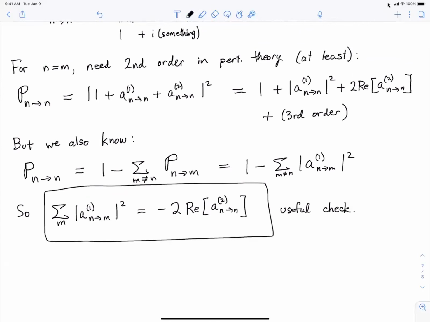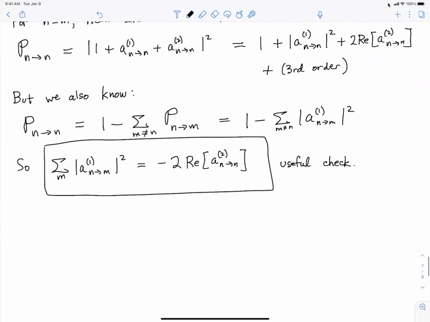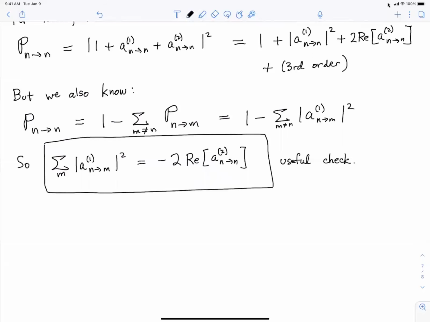All right. So now let's think about the actual computation of second order perturbation theory. When we wrote this down, we were really arguing very indirectly. We were figuring out what the real part of this had to be just based on things like probabilities having to sum up to 1. But now we can go back to the definition of a n goes to m, that transition amplitude.